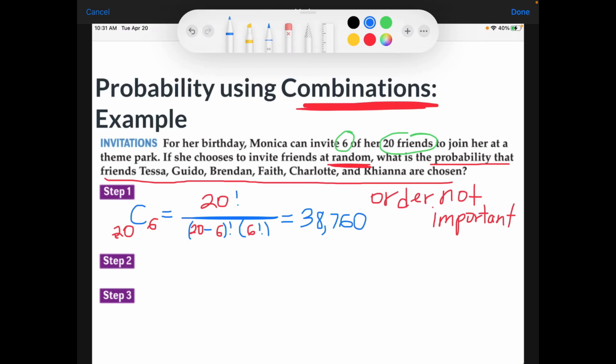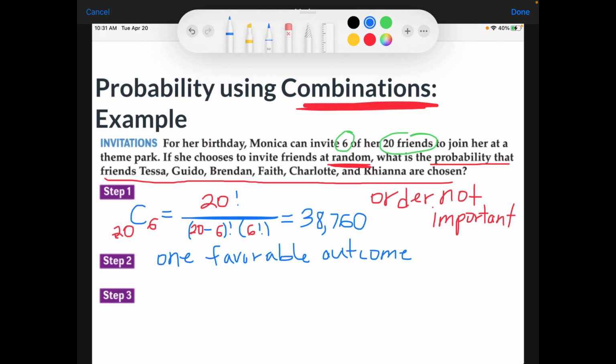So once again, the question: what is the probability that friends Tessa, Guido, Brendan, Faith, Charlotte, and Rihanna are chosen? Well, there are 38,760 combinations of friends she could invite. That's a lot. But she only wants to invite, technically, Tessa, Guido, Brendan, Faith, Charlotte, and Rihanna. So there's only one favorable outcome, right? Only 1 out of that really matters. That's how we can find the probability.